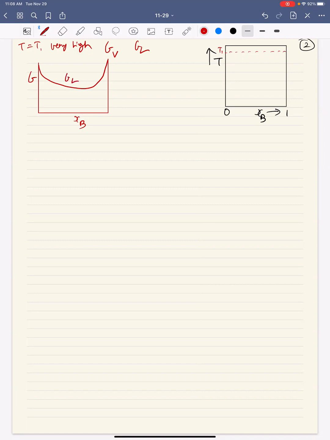Here's a question. I have no chocolate, but I hope you still answer. Where should G vapor be? Above this one, below this one? It should cut it.